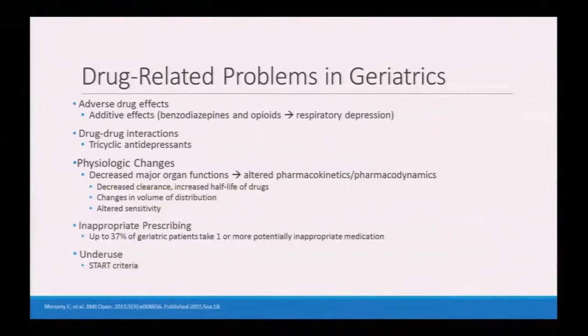And then on the other end of the spectrum, there's underuse that can occur, and this is specifically looking at the START criteria, which I'll get into a little more in depth later. But sometimes patients can have medications that need to be added to their regimen based on their cardiac or their renal function or their status of diabetes. But I'll get into the specifics of that later in the presentation.